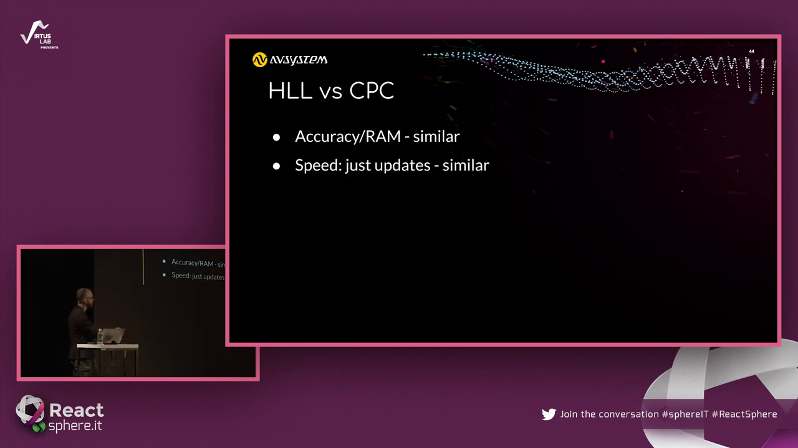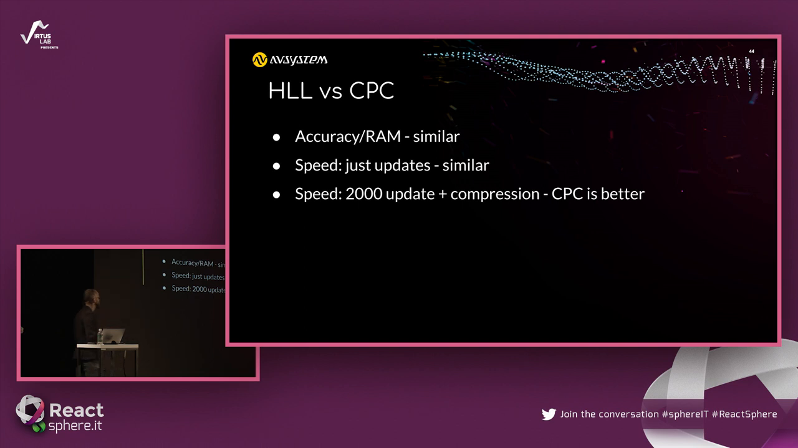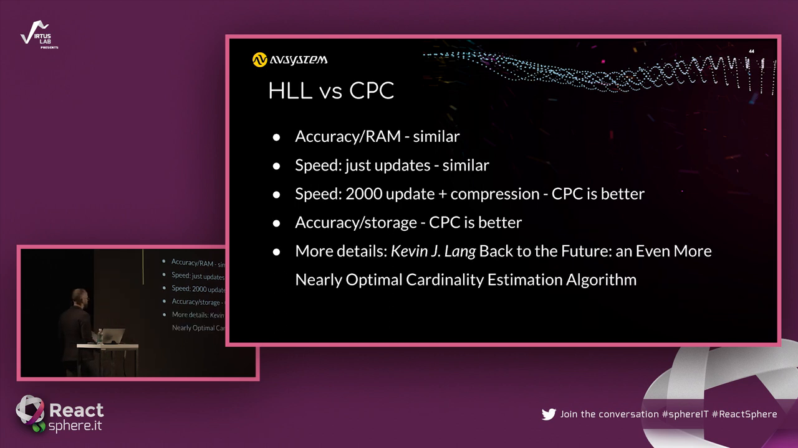If you consider only updates, the speed of such updates is similar, both for HLL and CPC. But if we consider updates and compression with serialization, then CPC is better. And in the trade-off of accuracy to storage, CPC is better. So CPC is overall better than HyperLogLog. However, its superiority isn't smashing. And for more details, I refer to the excellent paper of Kevin J. Lang, Back to the Future: an even more nearly optimal cardinality estimation algorithm.